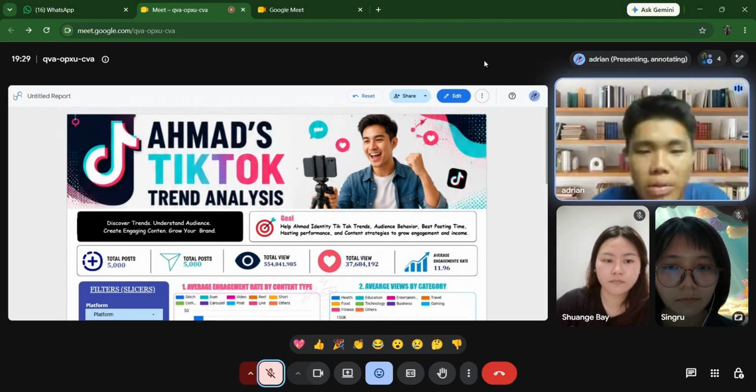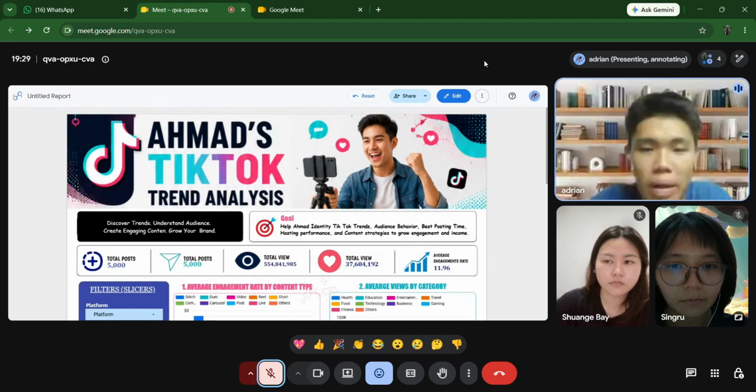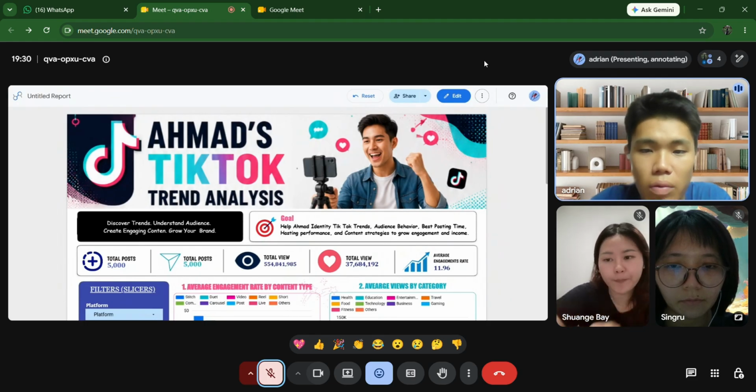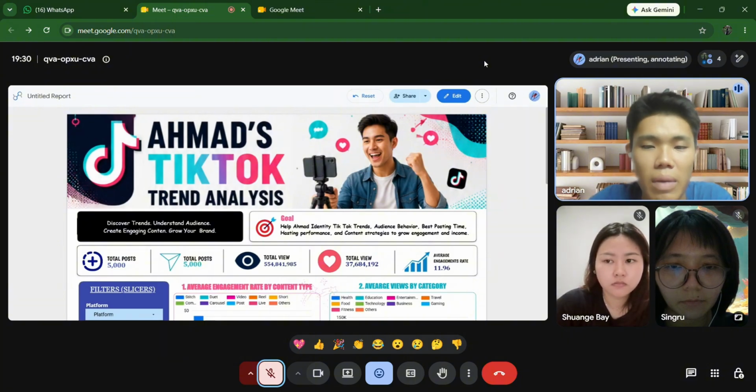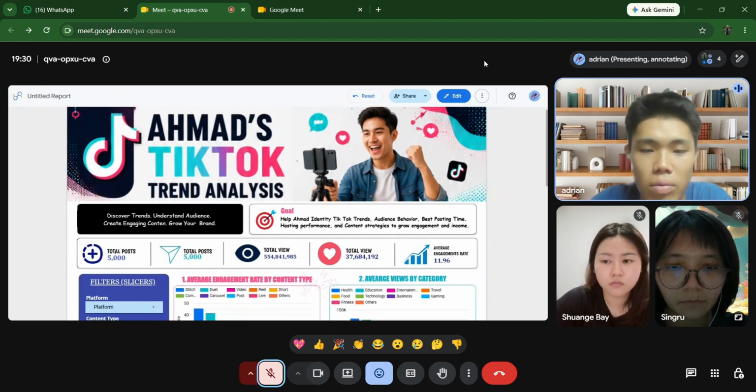So this dashboard was created using the social media engagement dataset from Kaggle. The dataset contains 5,000 social media posts from different platforms. The dataset includes many useful columns such as platform, content type, category, views, likes, comments, shares, engagement rate, sentiment, hashtag, posting hour, and the influencer type. For our project, we focus mainly on TikTok because Ahmad wants to become a TikTok content creator.